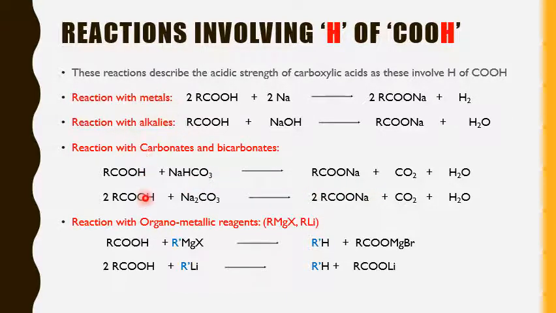So in all these reactions, whether with metals, alkalis, or carbonates and bicarbonates, carboxylic acid produces the salt of carboxylic acid. But in reaction with organometallic reagents such as Grignard reagent or alkyl lithium, they result in the formation of alkane. We have seen all this in a very clear, detailed way in the previous class.